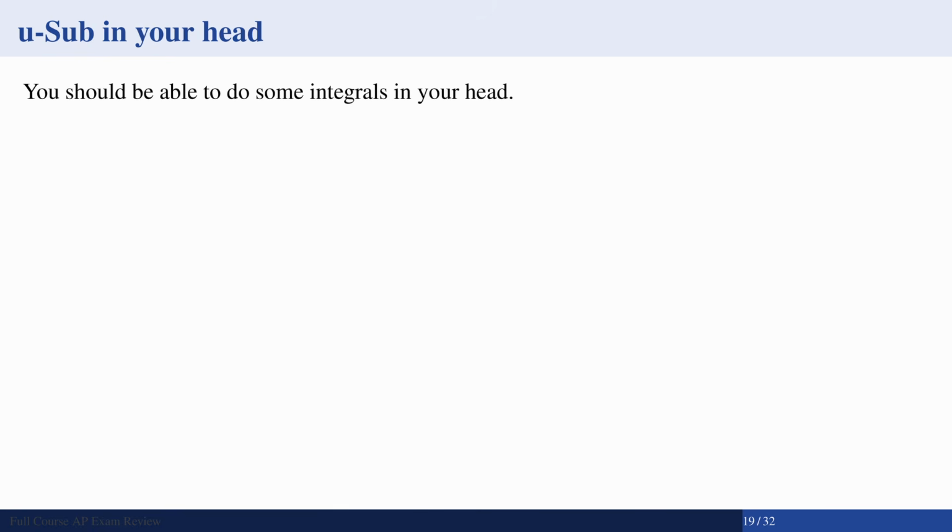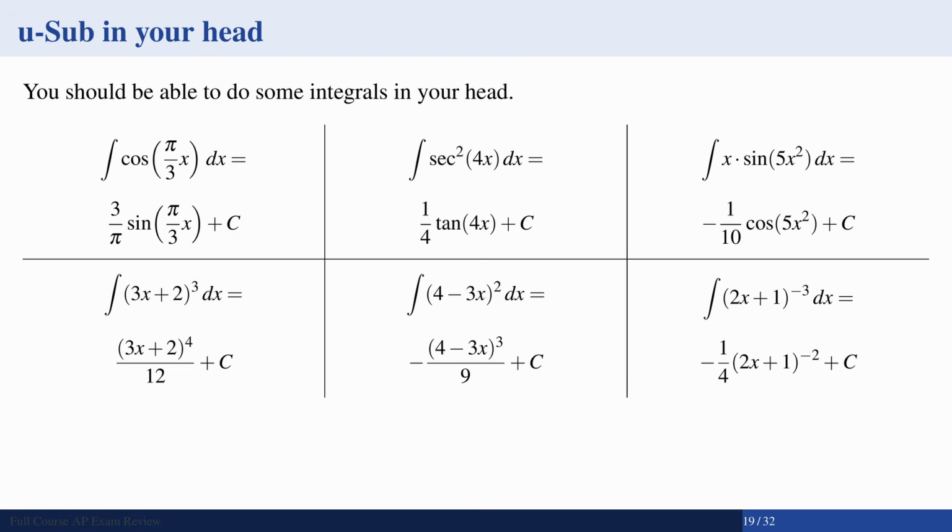I do think that you should be able to do some u substitution in your head. It's not required that you ever do it in your head. But all of these I think are good targets for that because we have a lot of stuff memorized. The basic trig functions I think you should be able to do. I think you should be able to do like a binomial raised to a power. But again, if you can't do it, just show the work. There's just nothing wrong with that.